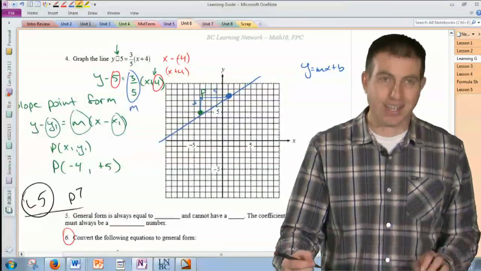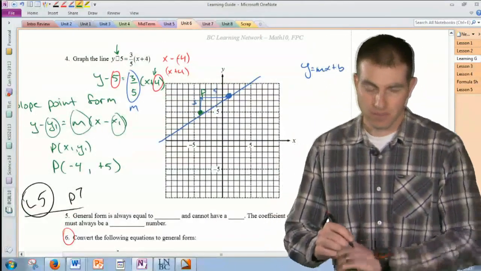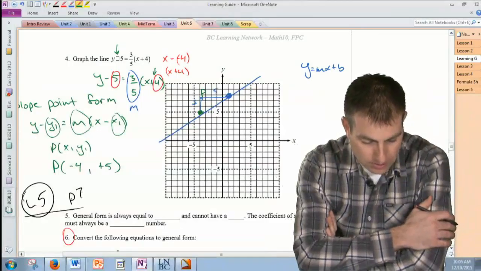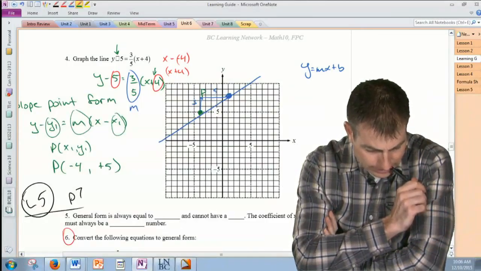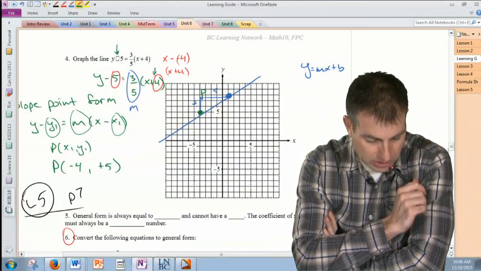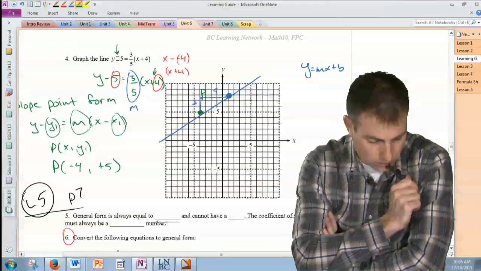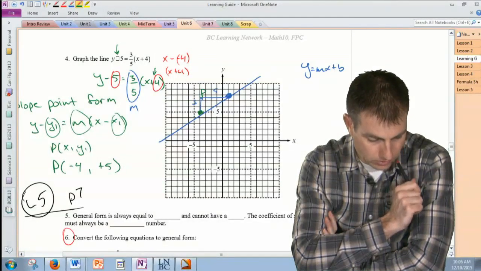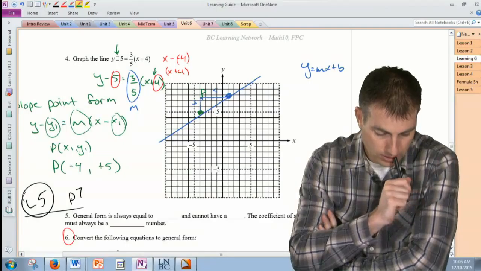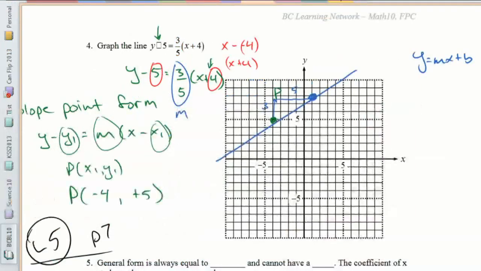Well, Alex, I've already done both of those questions. Graph the line. So how did we do it? We didn't convert it. Because it was in slope-point form, we already knew the slope was this m, so 3 over 5. The point was this 4 and the 5.